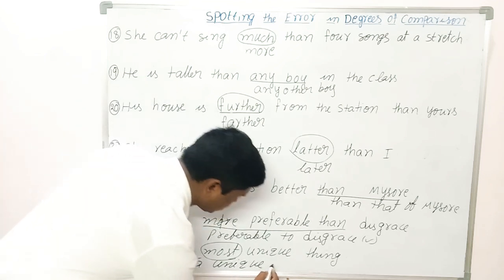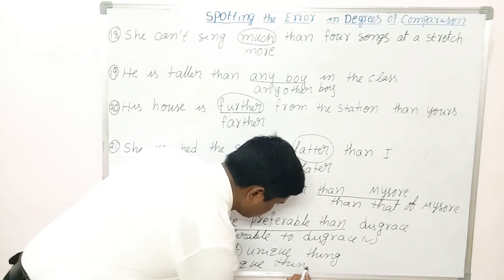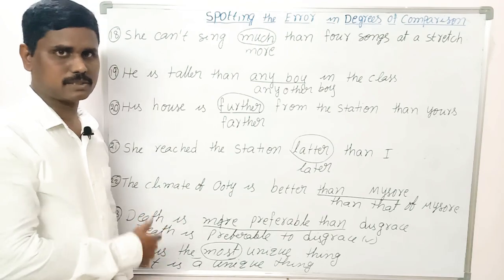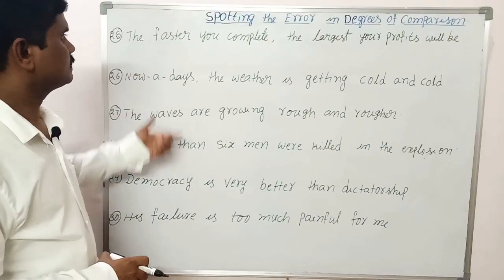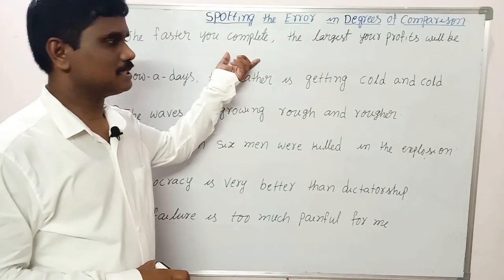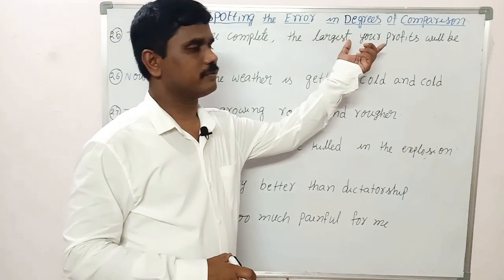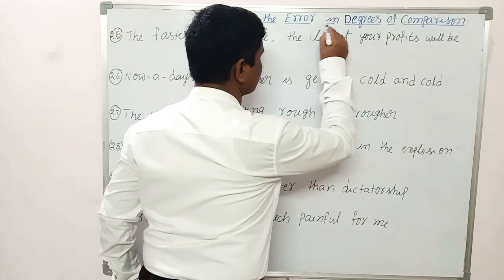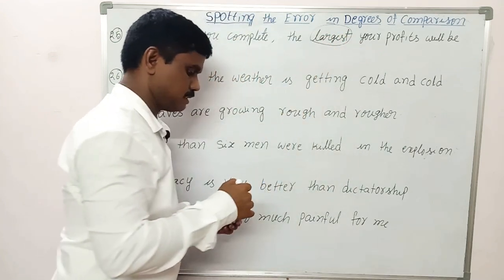It is a unique thing. I think you understood. Another sentence. The faster you complete, the largest your profits will be. So actually the mistake is here. This is wrong. Now let us learn the rule.